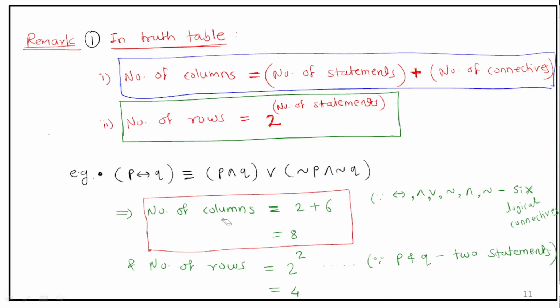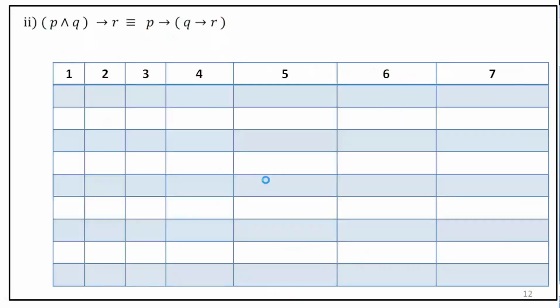8. And what is the formula for the number of rows? 2 raised to the number of statements. Here the number of statements is 2, so 2 raised to 2 is 4. So in this truth table, the number of rows is 4 and the number of columns is 8. Okay. Now this is the important one.